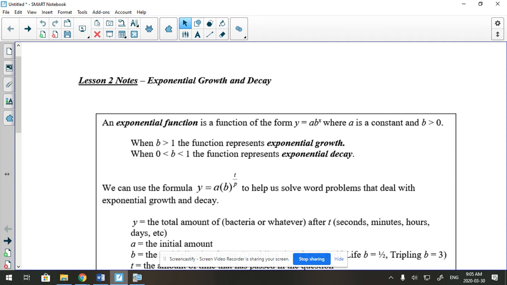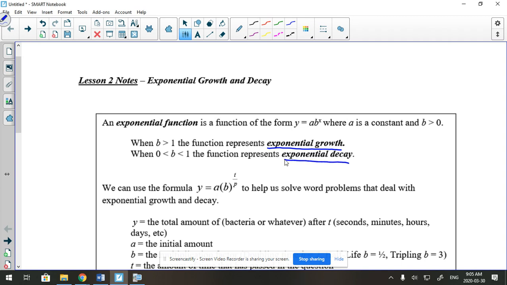So a little reminder, an exponential function is a function of the form y equals a times b to the x, where a is a constant and b is greater than 0. And we learned yesterday that when b is greater than 1, the function will represent exponential growth. And when the b value is between 0 and 1, the function will represent exponential decay.